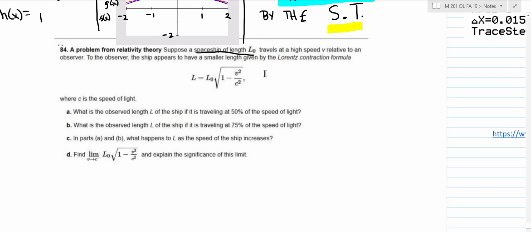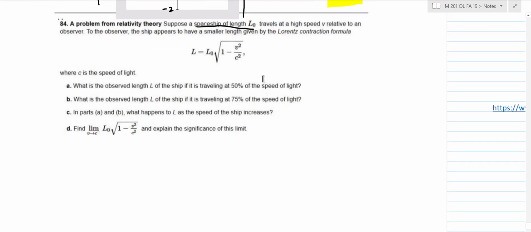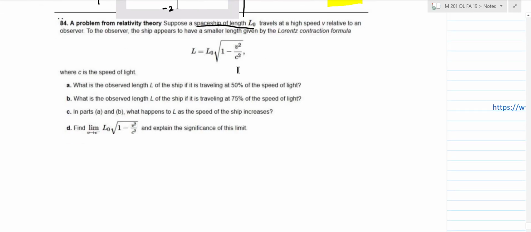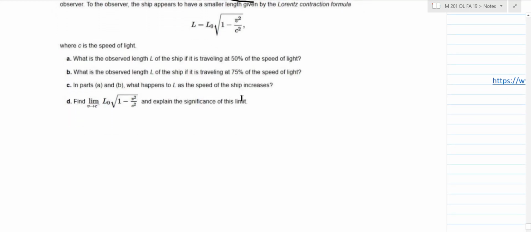If you go a little higher in math, up into differential equations and stuff like that, you learn about Lorentz transformation equations, and that is really big in the theory of relativity, the mathematics that Einstein developed in his theory. So what we're going to do is, what is the observed length of the ship if it's traveling at 50% of the speed of light?